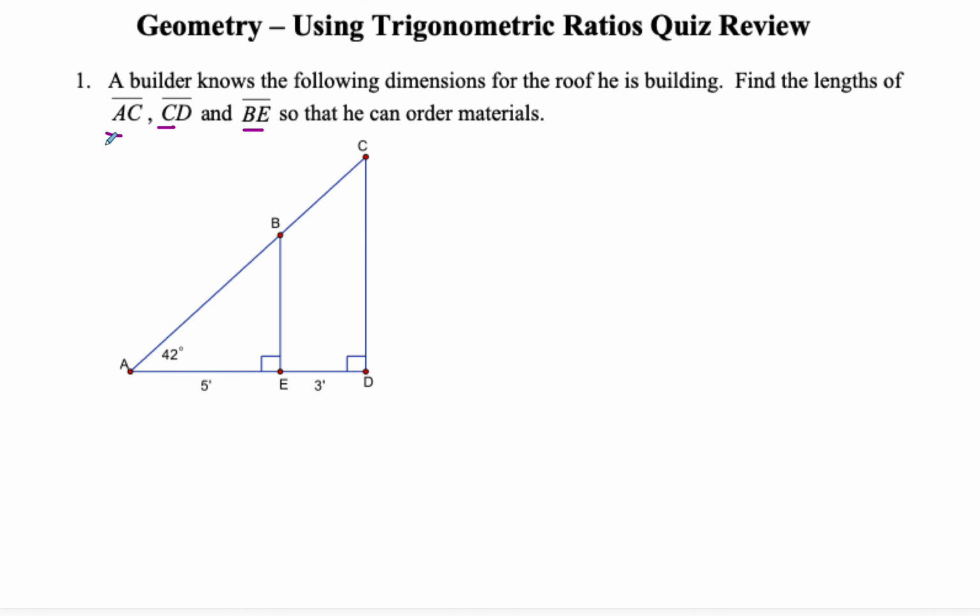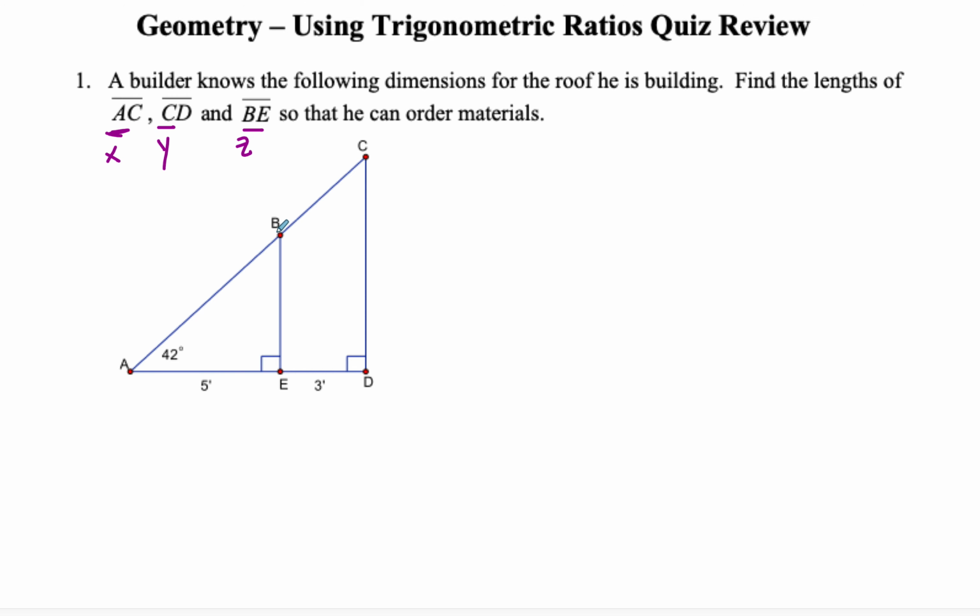The first thing I'm going to do is boldly call AC X to ease labeling, CD Y, and BE Z. Now the other thing we have to consider is that we've got a picture where AC is part of this and CD, and they're all kind of overlapping. But if you look carefully, hopefully you can see two overlapping triangles.